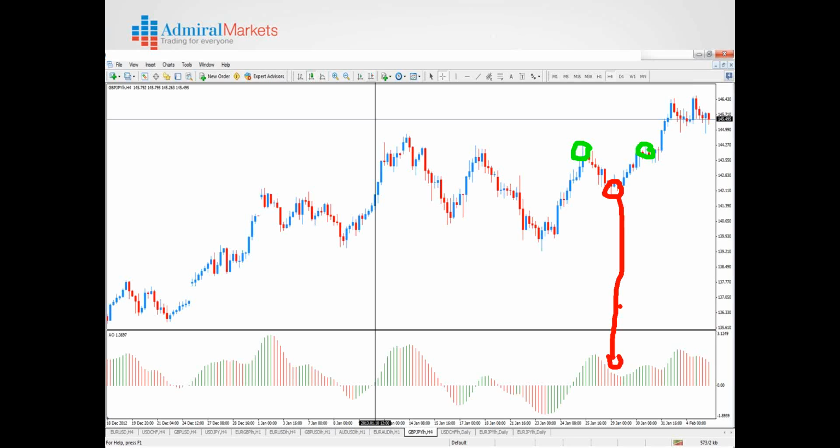So there is a difference between divergence. You have to be careful regarding that zero line to really properly check if you have divergence, and then you know which time frame to look at.